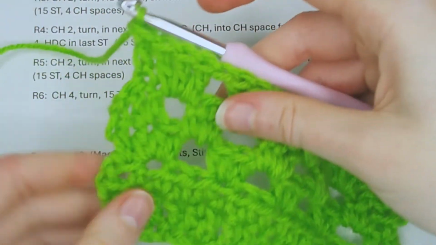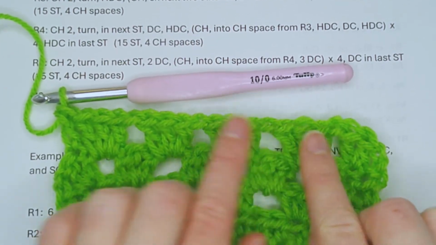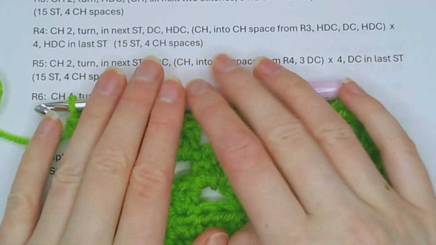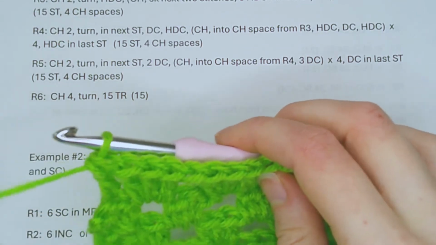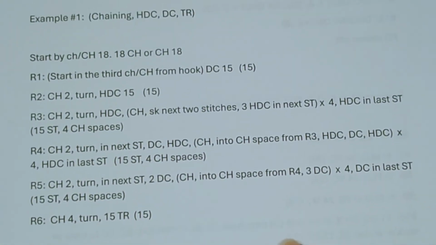And I just double crochet. And so you see that we did it right here. First cluster, second cluster, third cluster, and fourth and last cluster here. And so that is row 5. And then this last one is row 6. So this is the last row in example 1.